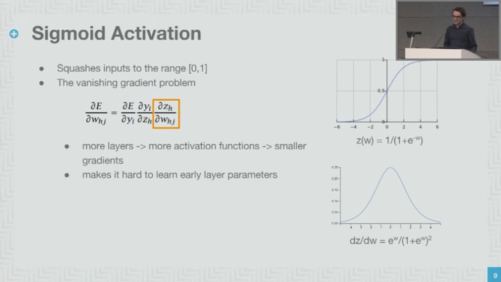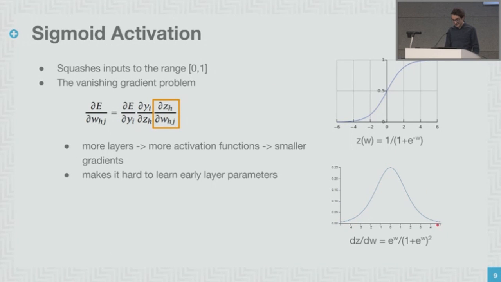The sigmoid activation is one of the most popular types of activation. It squashes the input to the range 0 and 1, as shown in this plot. But it has a very undesirable property called the vanishing gradient problem. Here, as you remember from the previous slide, our update rule has the gradient that uses the chain rule, and one of the components of this formula is the derivative of the activation function with respect to the weight. So if you look at the derivative of the sigmoid function, it looks like this.